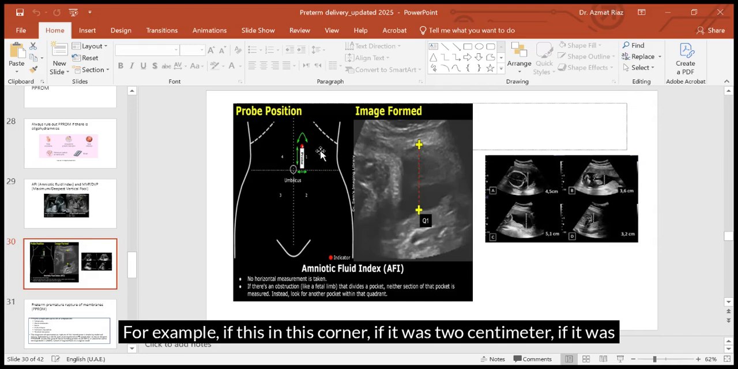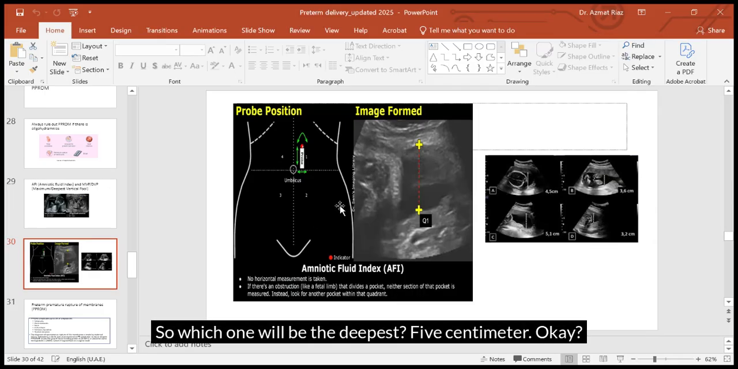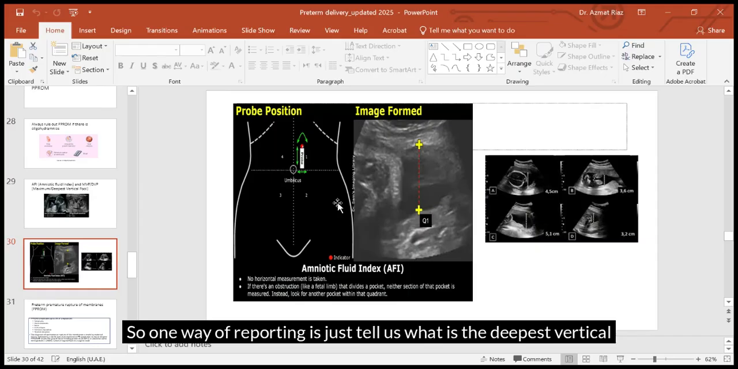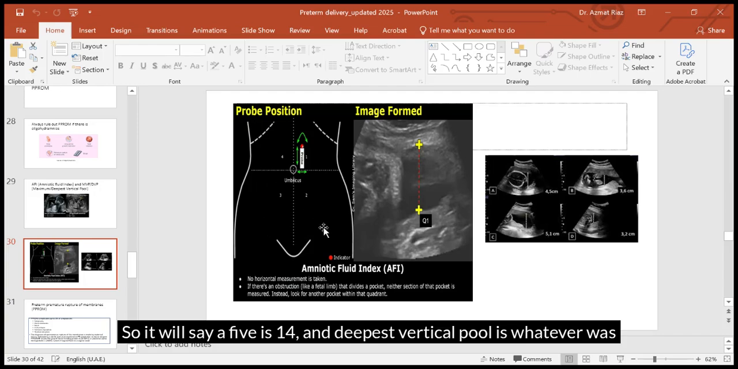For example, in this corner, if it was 2 centimeter, if it was 3 centimeter, it was 4 centimeter, and this one is 5 centimeter. So which one will be the deepest? 5 centimeter. Okay, so one way of reporting is to just tell us what is the deepest vertical pool. That's it. More commonly it is amniotic fluid index. What does amniotic fluid index mean? When I measure all 4 quadrants, the ultrasound machine automatically adds up, like 2 plus 3 is 5, 5 plus 5 is 10, 10 plus 4 is 14. So it will say AFI is 14, and deepest vertical pool is whatever was the biggest one.